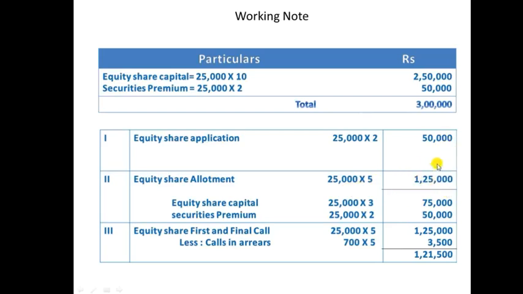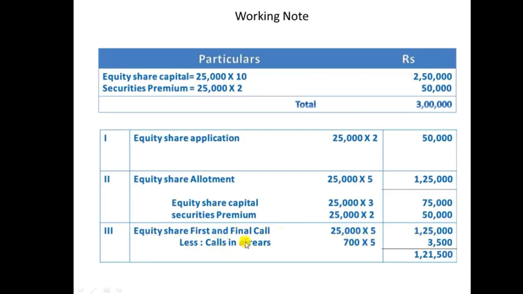So now what we should do, we need to separate the premium and we need to separate the capital. So equity share capital 25,000 shares into 3 each, 75,000. Securities premium 25,000 shares into 2 each, 50,000. So this 1,25,000 we need to divide as capital as well as premium. Now the company is going to collect as the last installment first and final call. So equity share first and final call 25,000 shares into 5 each, 1,25,000.